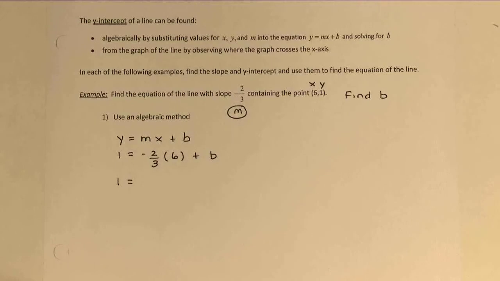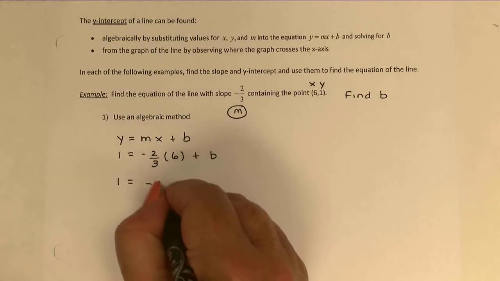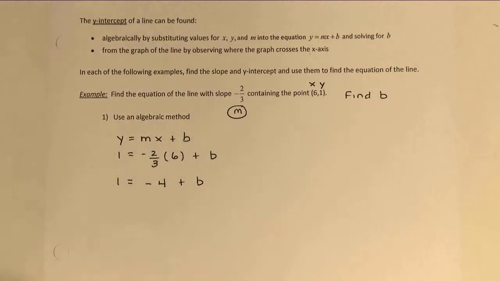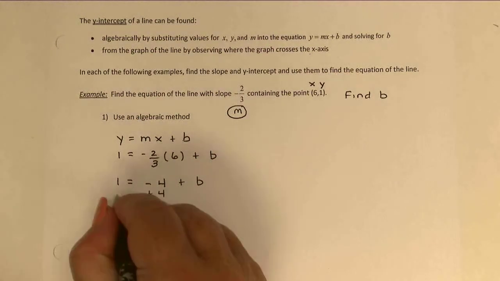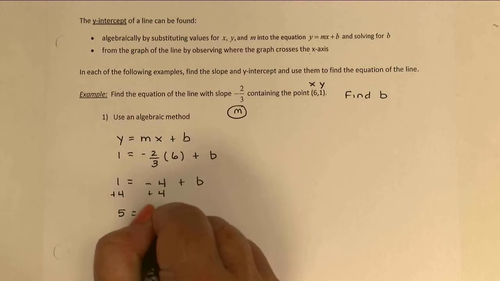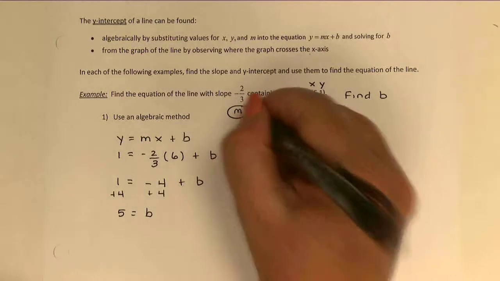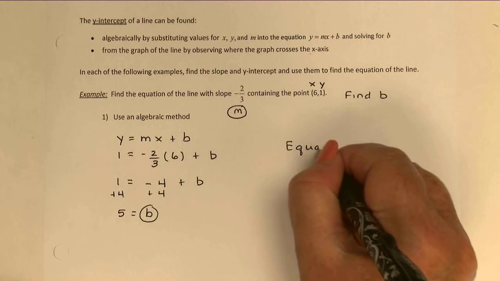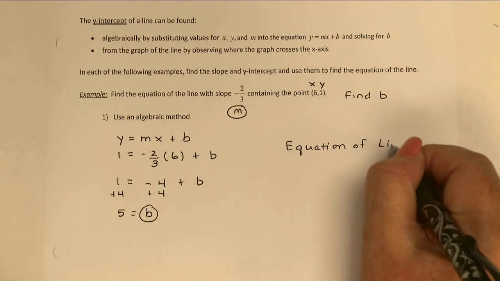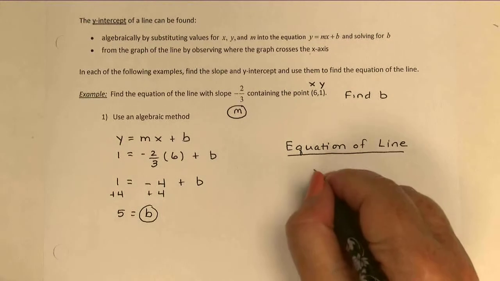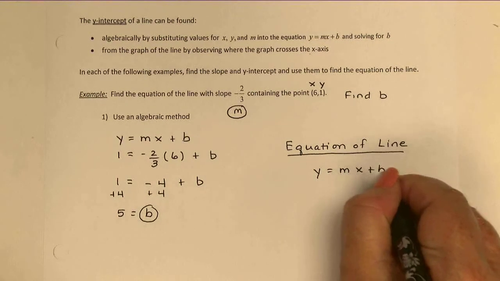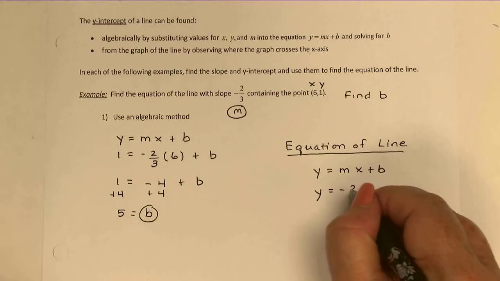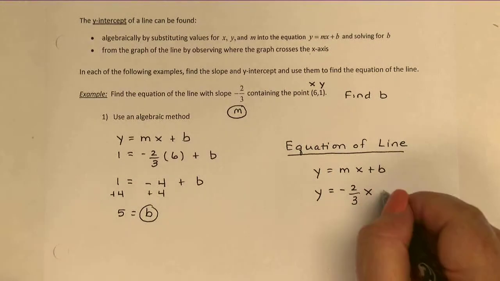Negative 2/3 times 6, negative 12 divided by 3 would be negative 4, plus b. And by the way, just a reminder, you can certainly do fraction arithmetic on your calculator if that's not a strong point for you. If I add the 4 to both sides, I get a value of 5 for b. So I know m, I now know b. I can write the equation of my line as y equals mx plus b, or y equals negative 2/3 x plus that 5 that we just figured out.